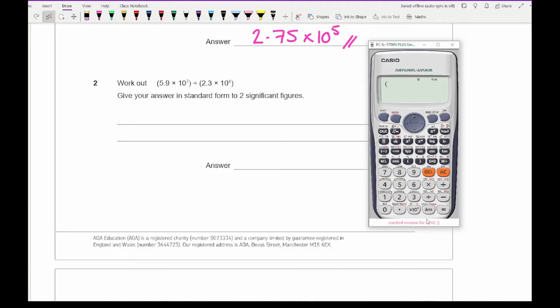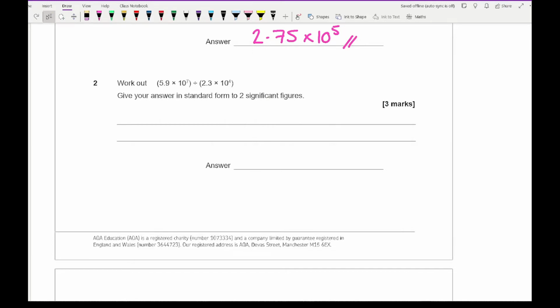When you're using the standard form button, brackets are going to be optional. The only reason why there are brackets written in the question is purely to identify that it's not a BIDMAS question, it's a standard form question. So here I'm going to enter 5.9, press the standard form button, then enter the power, which is 7, close the bracket, divided by, open bracket, 2.3, standard form button, 4, close bracket, equals, press the SD button, and it gives me a long nasty decimal number.